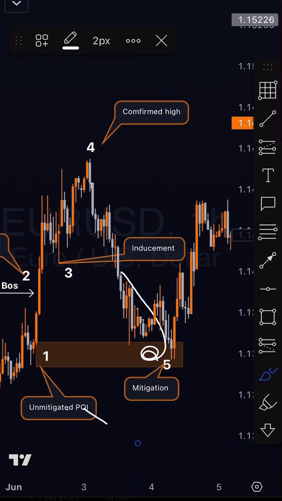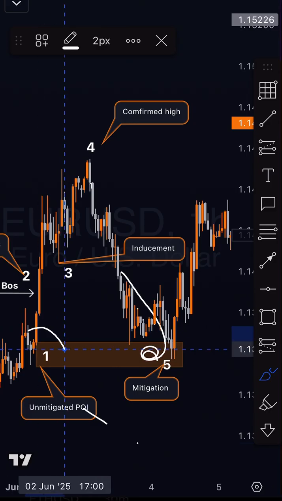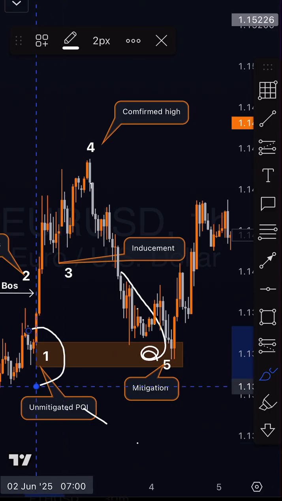Right? Unmitigated. So price has to come back to this zone to mitigate it. You know what I mean? This is very simple, guys. Trust me, I'm going to show you an example after I'm done explaining what I'm explaining right now, so that you see what I'm talking about. This is very easy, guys. Guys, trust me.